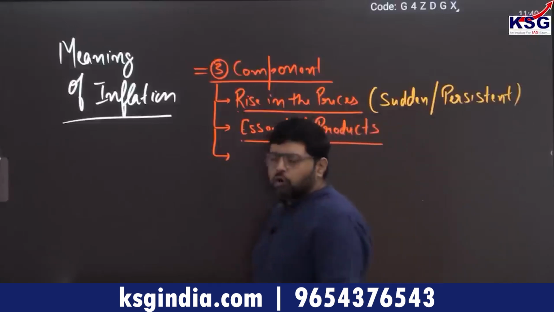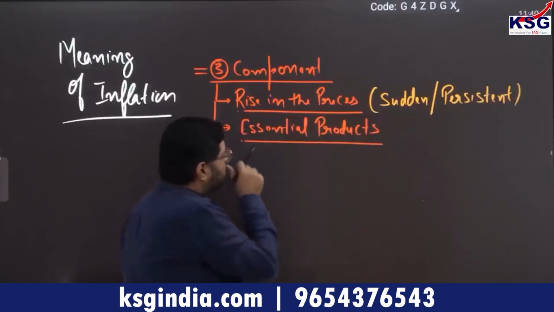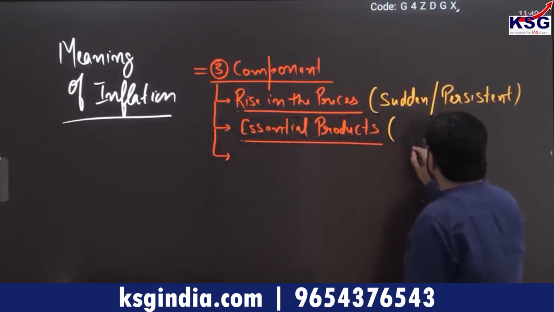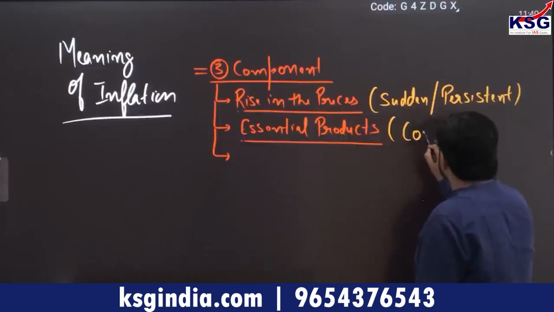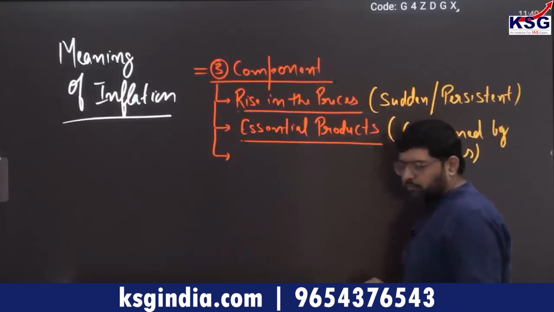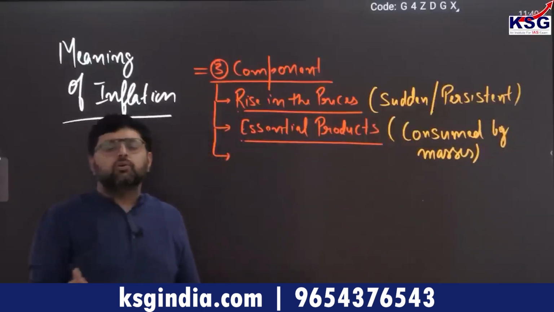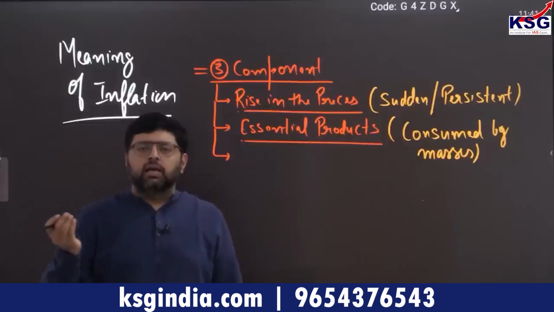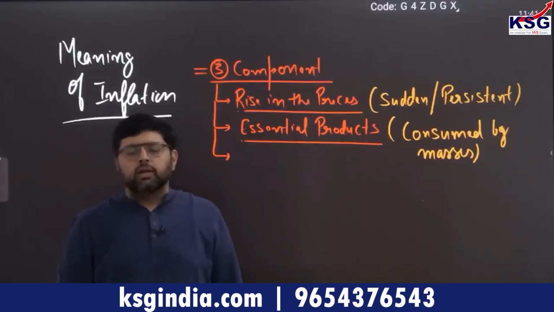Now when we talk about essential products, we are talking about those products which are consumed by masses, or you can say the majority. For example, onion and tomato, they are consumed by masses. Petrol and diesel, they are consumed by masses.